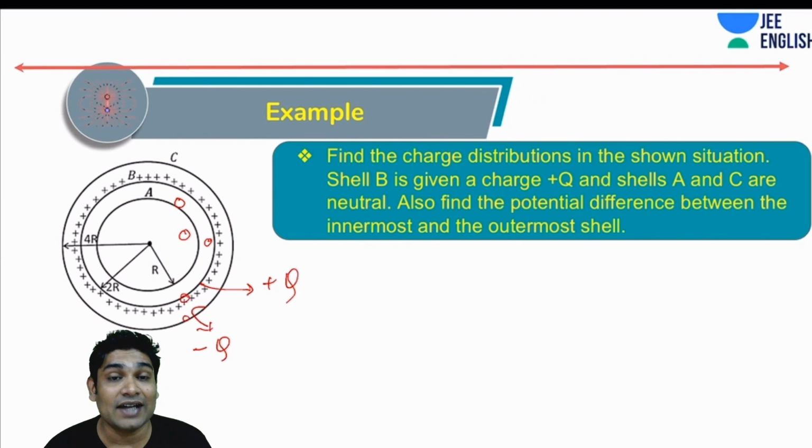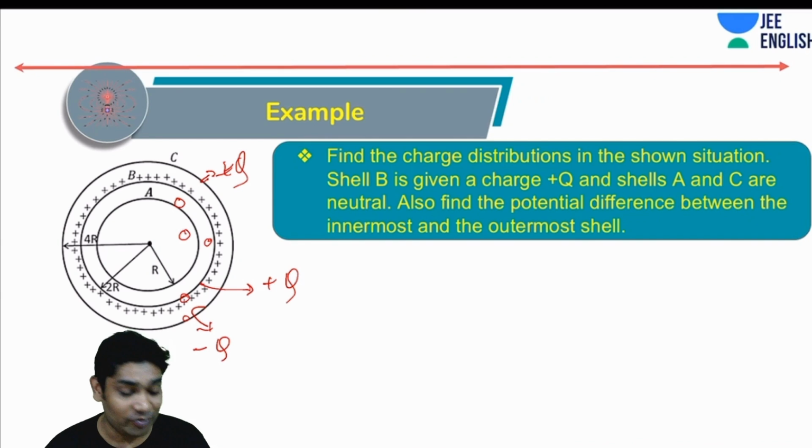Right? Sides will get... Also that shell C was neutral, right? Since that was also neutral, what is the charge that should appear on the outer surface of this shell? This, right? Why? That's the total charge on it.